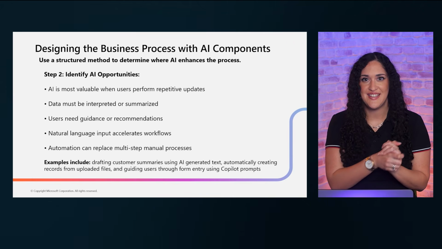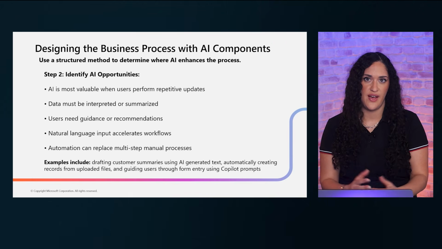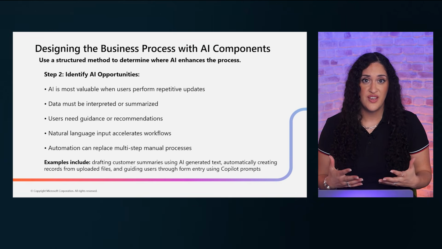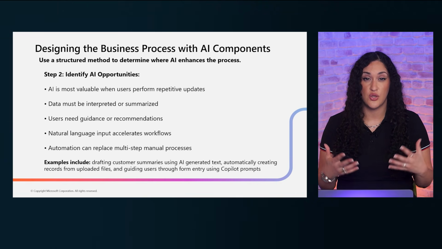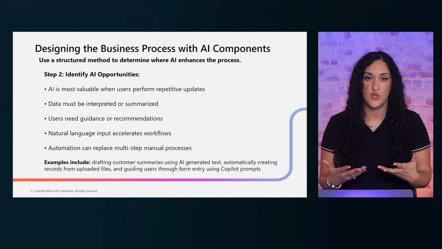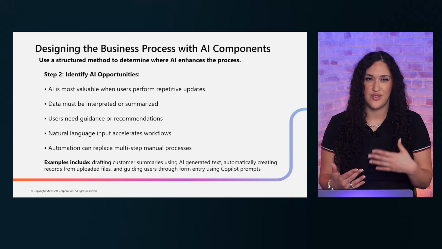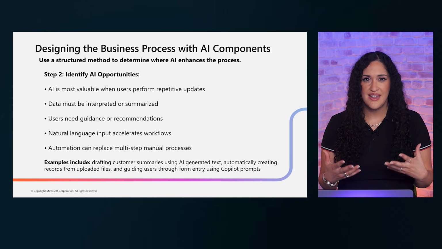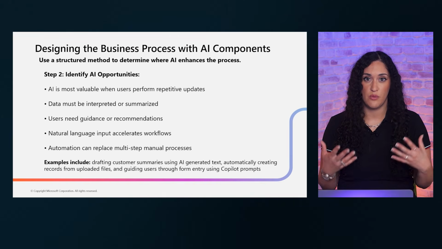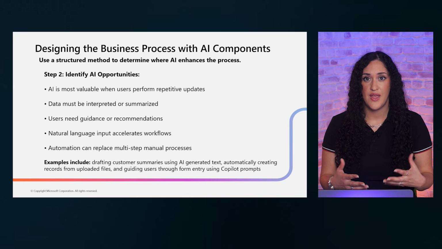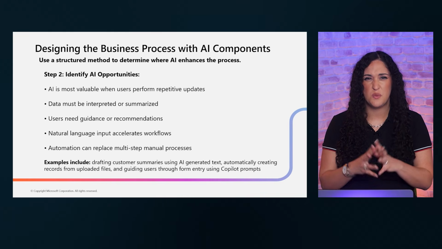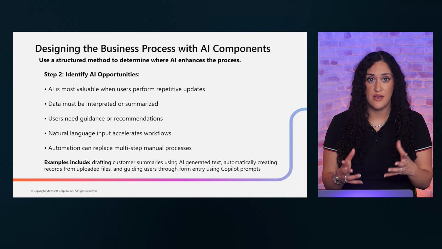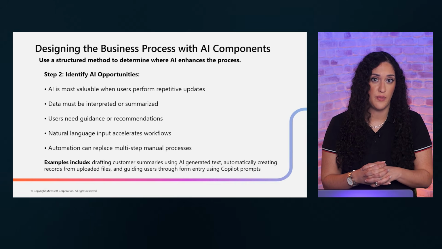Step 2 is identifying where AI adds the most value. AI is most effective for repetitive data updates that consume time without requiring judgment. Data interpretation and summarization where humans struggle with volume. Providing guidance and recommendations based on patterns. Natural language acceleration that speeds up interactions, and automating multi-step processes that follow predictable patterns.